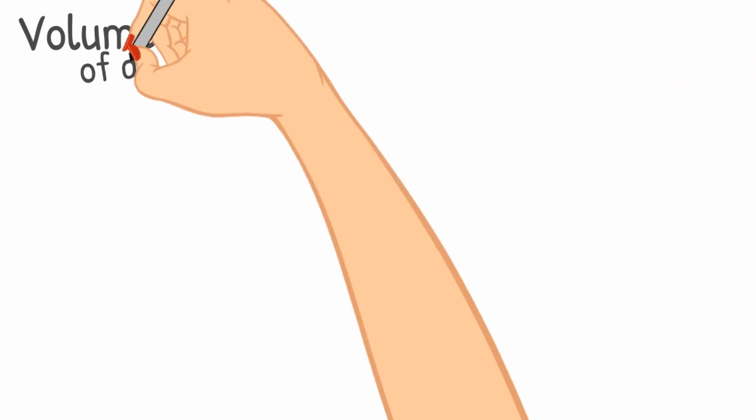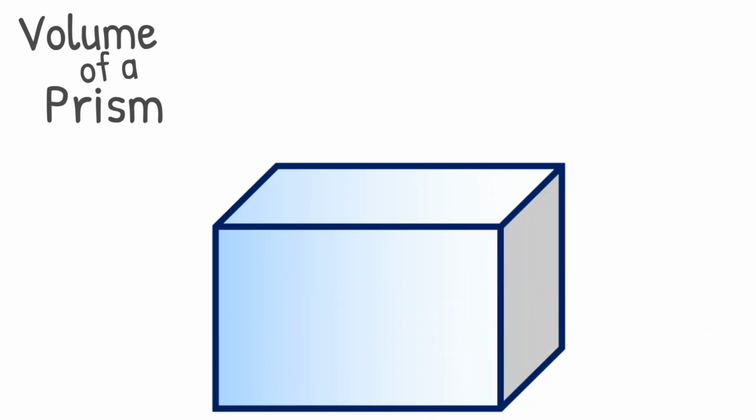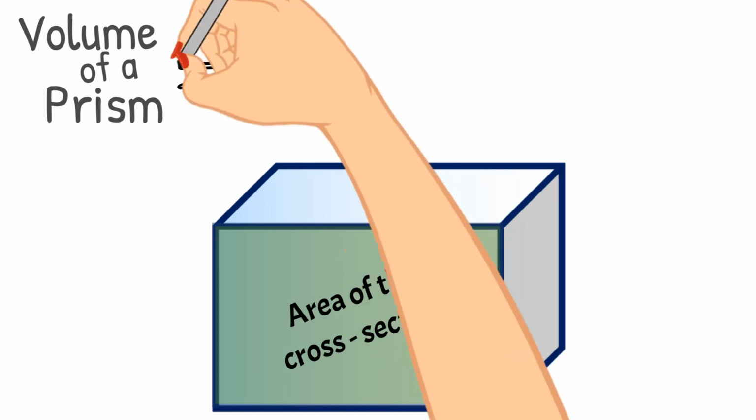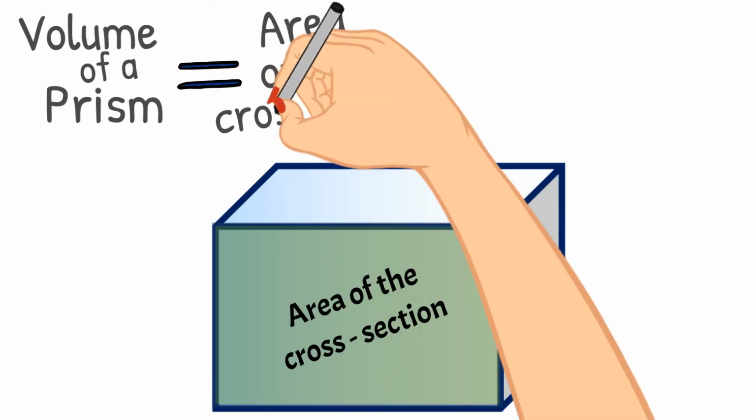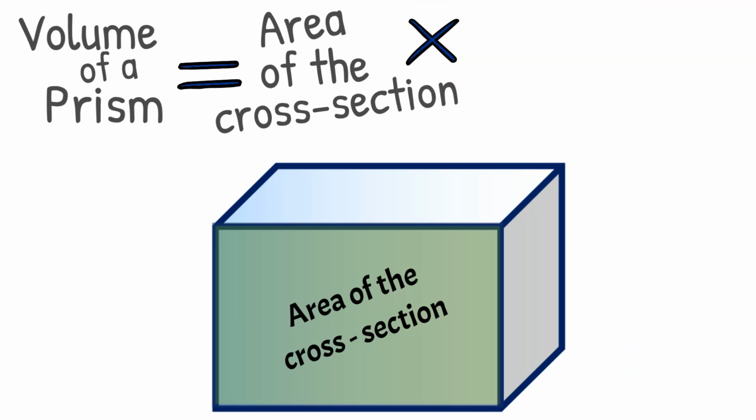So to find the volume of a prism, first, we need to identify the cross-section that stays the same throughout the shape. And then we find the area of that cross-section. But the question is, what do we multiply it by? How much of that cross-section do we have?